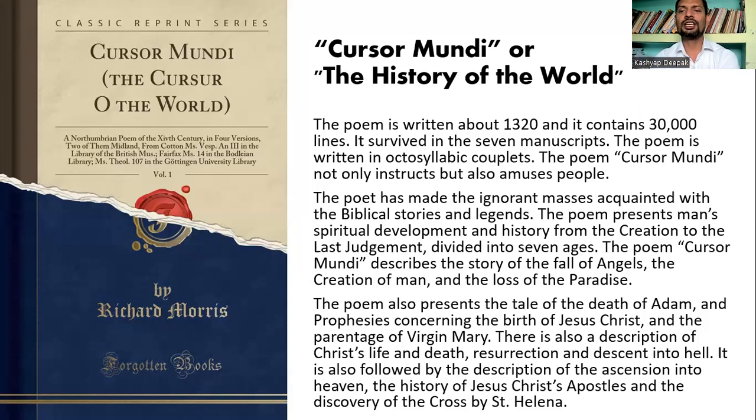The poet has made the ignorant masses acquainted with the biblical stories and legends. The poem presents man's spiritual development and history from the creation to the last judgment, divided into 7 ages. Cursor Mundi describes the story of the fall of angels, the creation of man, and the loss of paradise. And you can find similar things in Paradise Lost, or Genesis A and B, which we have discussed in the Anglo-Saxon era. You can find all things over there.